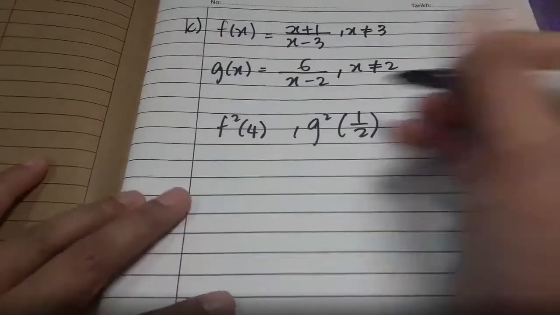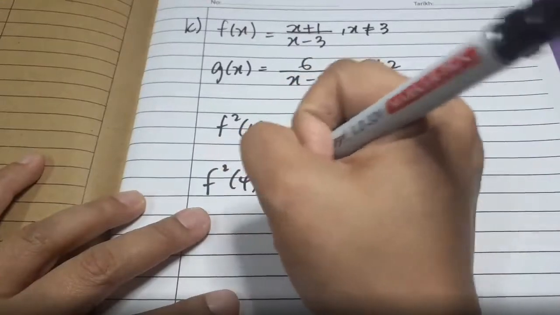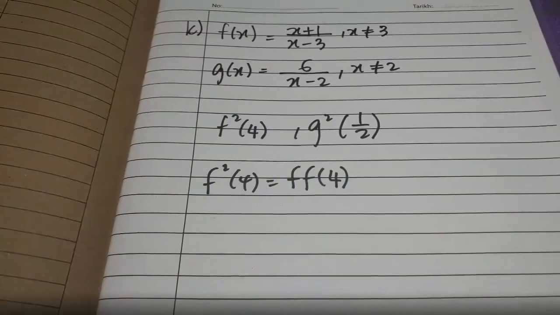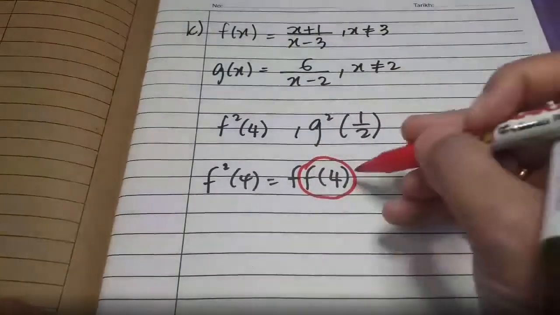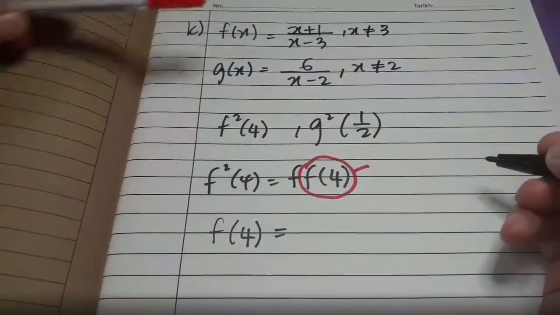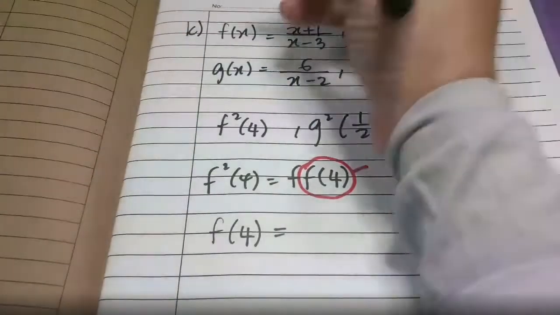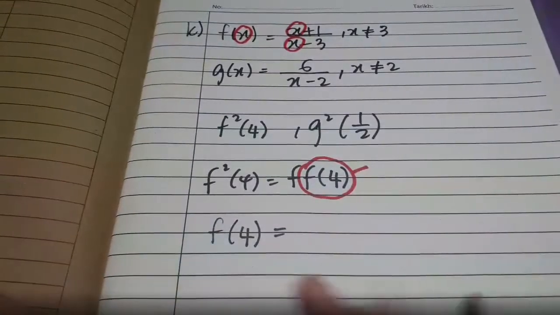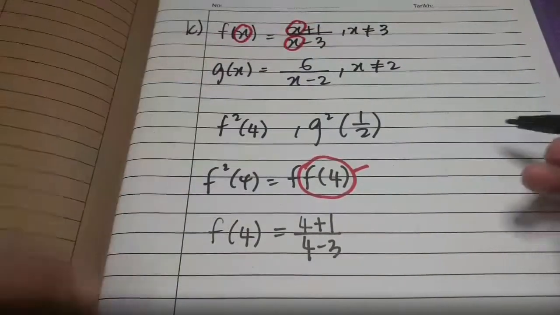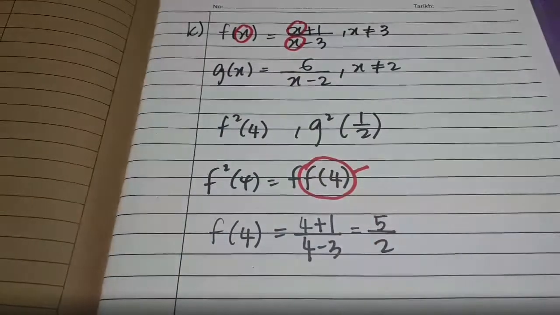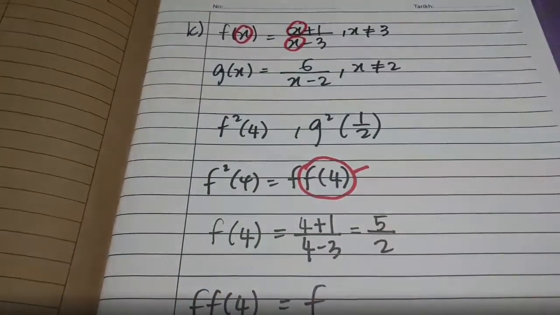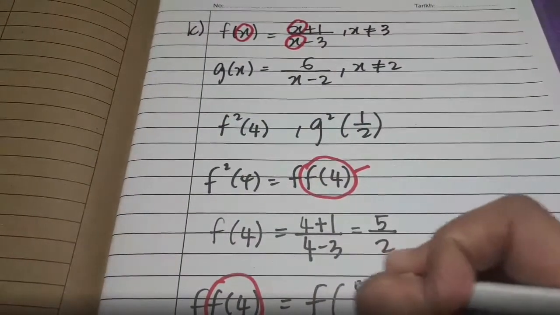Okay. Now, I solve f first. f squared of 4. This is f(f(4)). So, we find f(4) first, because f(4) is inside function. So we solve this first. Okay. f(4) equal to, f(x) is x plus 1 over x minus 3. We don't want x. So we change x with 4. 4 plus 1 over 4 minus 3. So this is 5 over 2. So now, ff(4) just now is equal to f of f(4), we get f of 5 over 2.